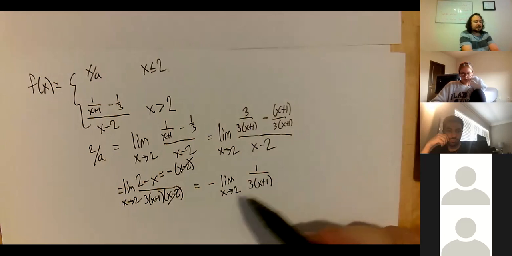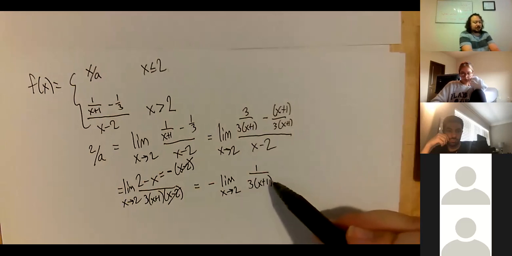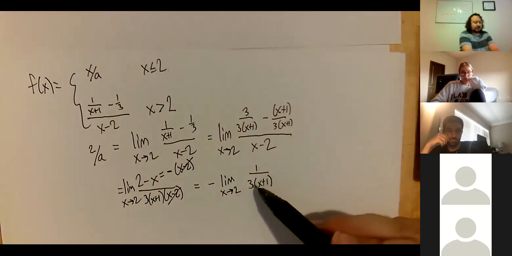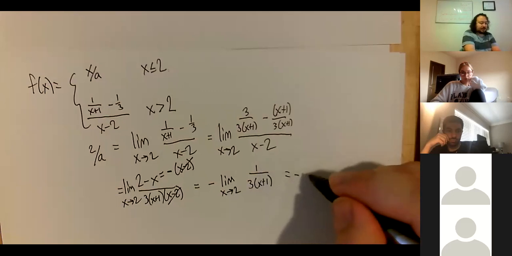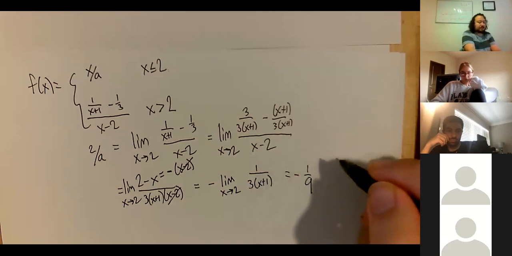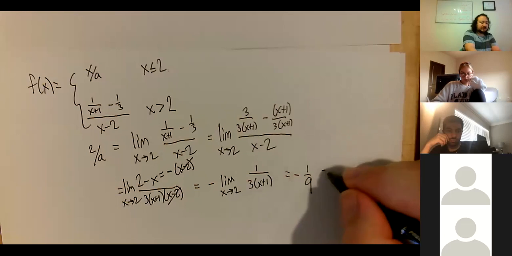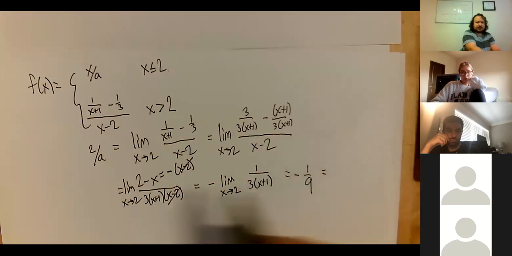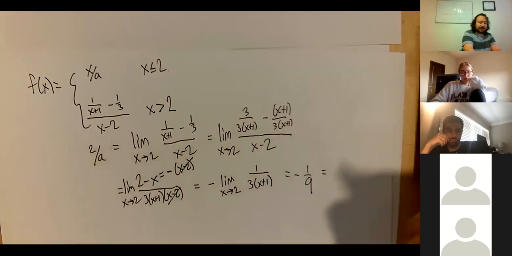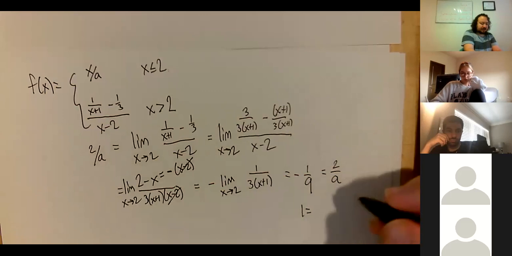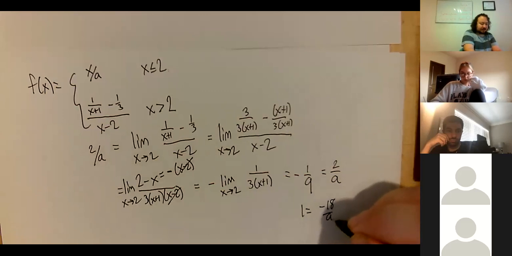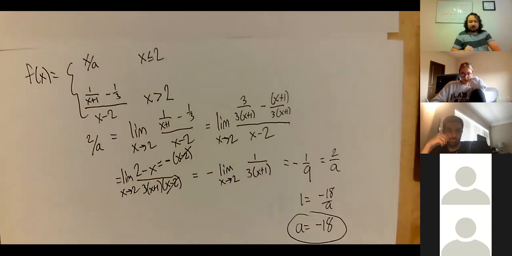So what I can do is I can send x to 2. So this will be 3 times 3 is 9. So I end up with negative 1 over 9. Now remember, my whole objective here was that whatever I got from this needs to equal 2 over a. So I'm going to multiply both sides by negative 9. So negative 1 is negative 18 over a, or a needs to be negative 18 for this to work.